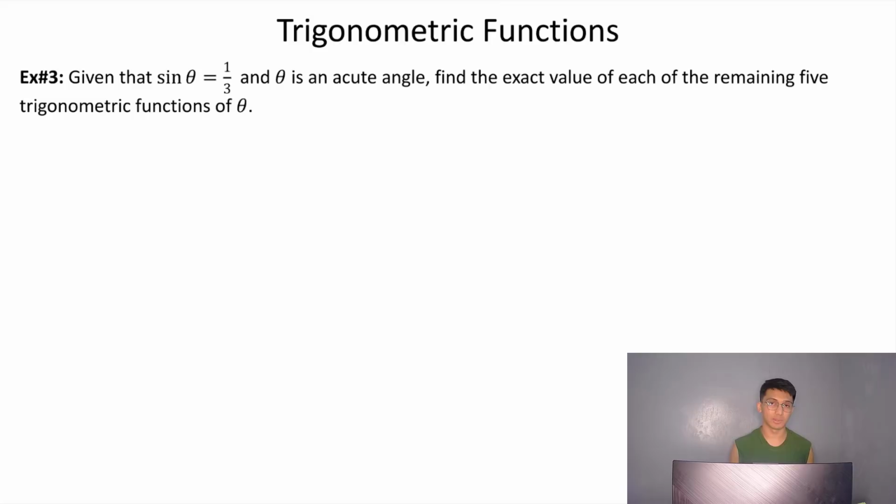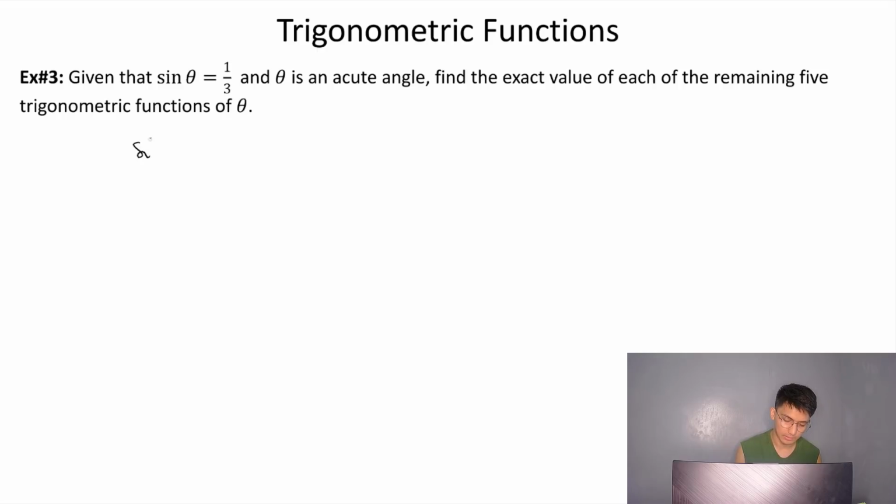Next, we have example number 3. So, given that sine theta is equal to 1 over 3 and theta is an acute angle, find the exact value of each of the remaining 5 trigonometric functions of theta. Example number 3 is the same concept as example number 2. Kaya lang, in this problem, ang given sa atin na sine theta. So, ganun lang din ang gagawin.